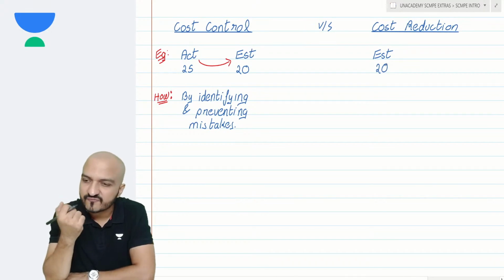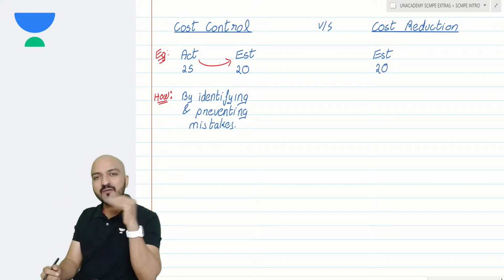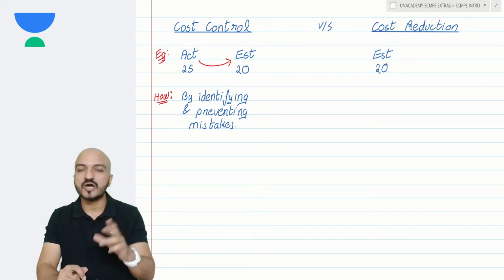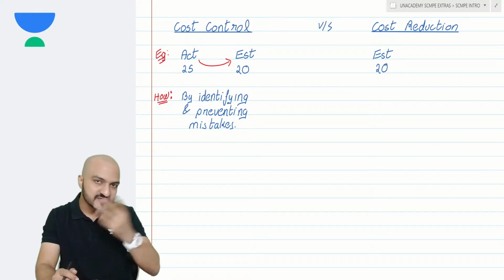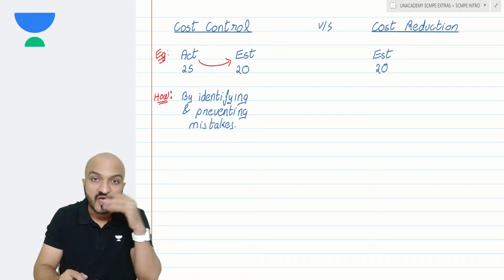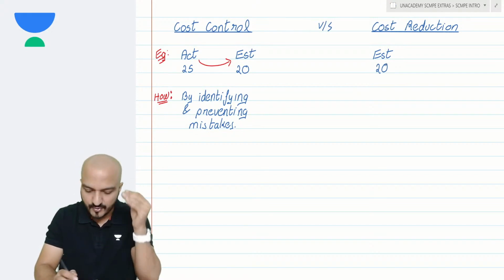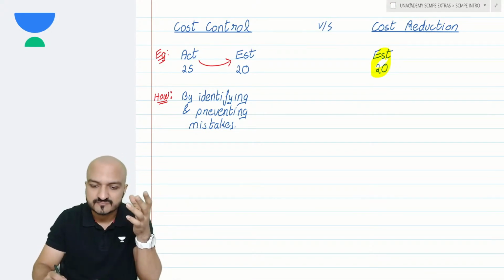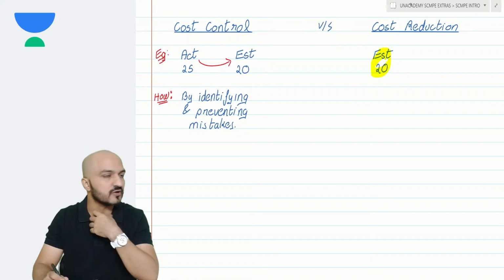But what if a new competitor enters into the industry and that new competitor starts selling the product at a price lesser than 20? If the new competitor starts selling the product at a price lesser than my cost, then naturally all my customers will run to them.